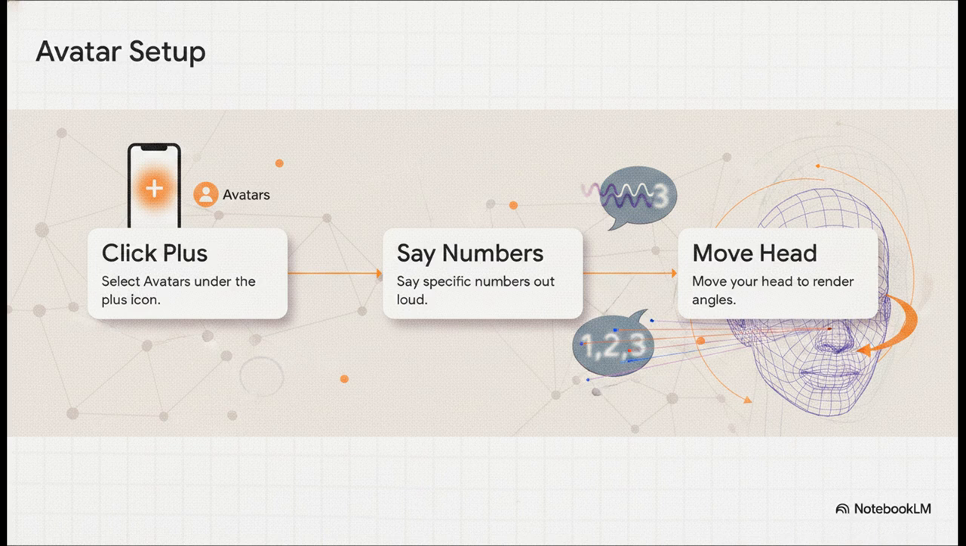So, how do we actually get started? Well, the journey to creating your digital double starts right inside the Gemini app on your phone. First things first, open the app, tap that little plus icon, and select Avatars. From there, the app is going to walk you through a really specific calibration process. It's super simple, though. You literally just say some numbers out loud and move your head around. Honestly, it's kind of like those facial recognition setups you're probably already used to. It's just capturing your voice and your physical angles so it can perfectly render your avatar in the AI space.